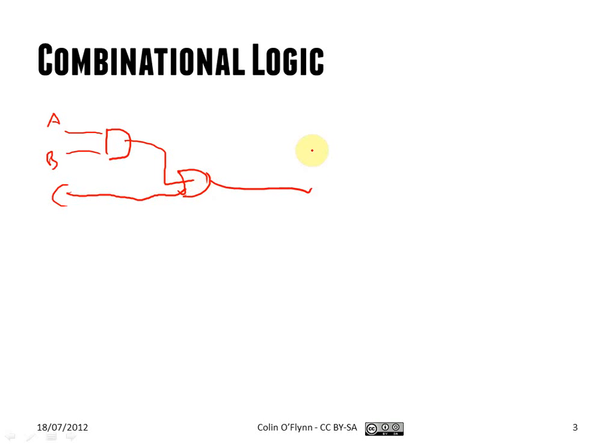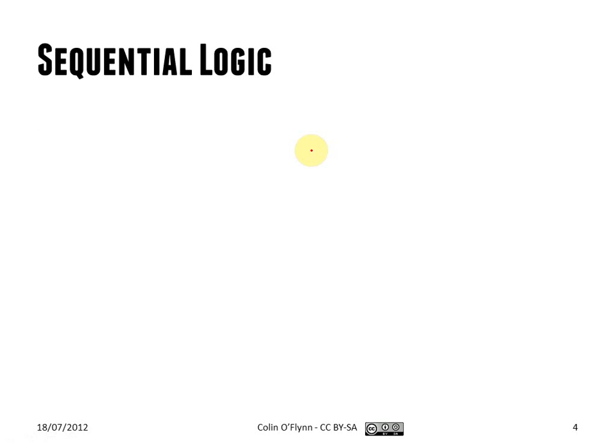you have inputs and you have an output. A little messy. When the inputs change, the output changes, and that's the end of the story. Sequential logic isn't quite so straightforward, because sequential logic does depend on the inputs, but it also depends on something else. It depends on the current state of the output.